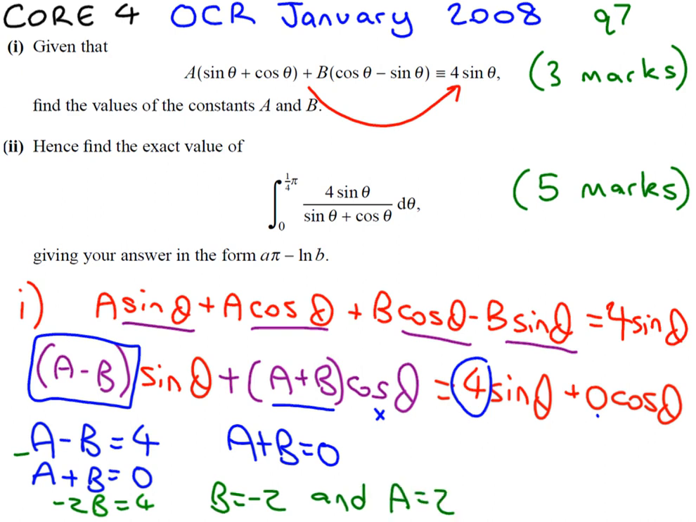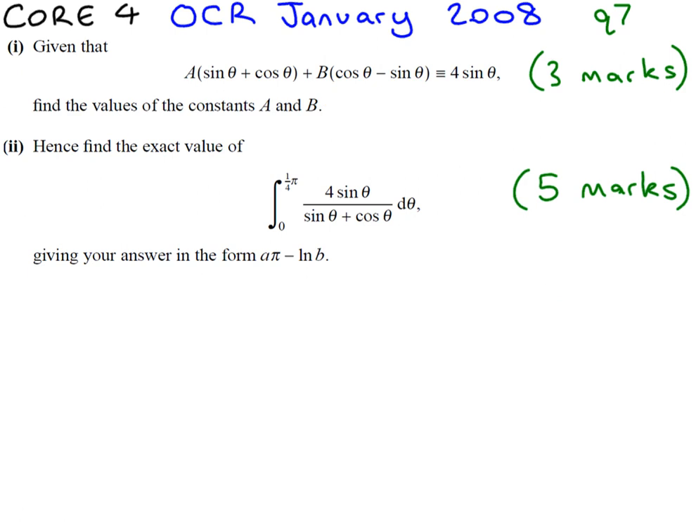That means that we can write this expression out again as 2(sin theta + cos theta) - 2(cos theta - sin theta). If you did want to expand that out yourself, you'd see when you simplify it does actually give you 4 sin theta. So you know it's worked.